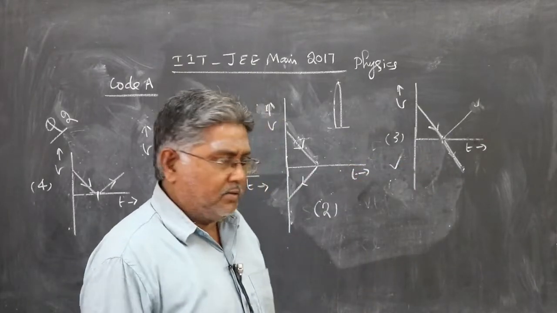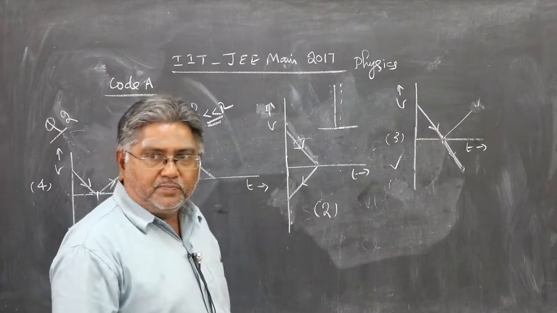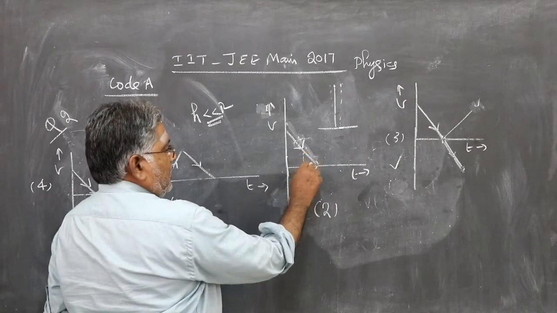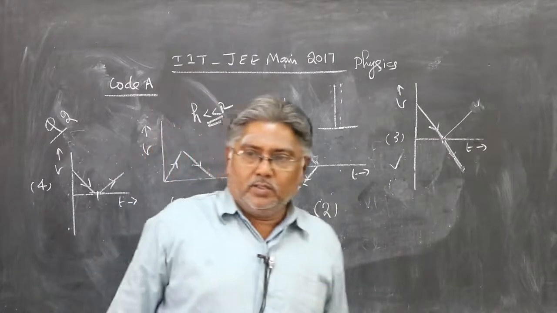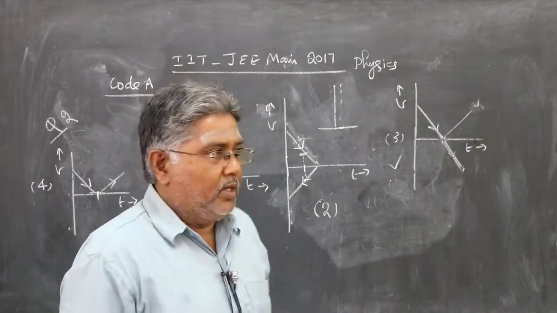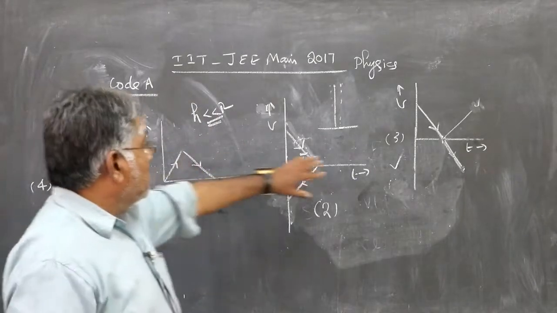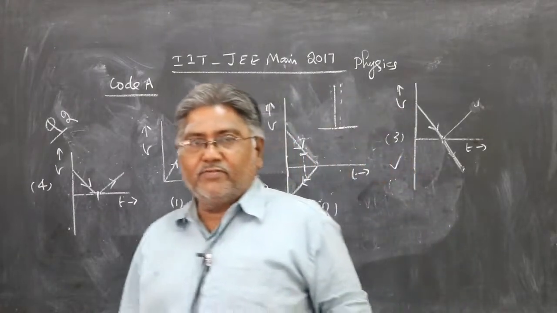So many things are there. Now this graph is not practically possible, because at a given time there are two values of velocity possessed by the body. Not possible. So as per this question, what is the correct answer? Option 3, velocity versus time graph. Thank you.